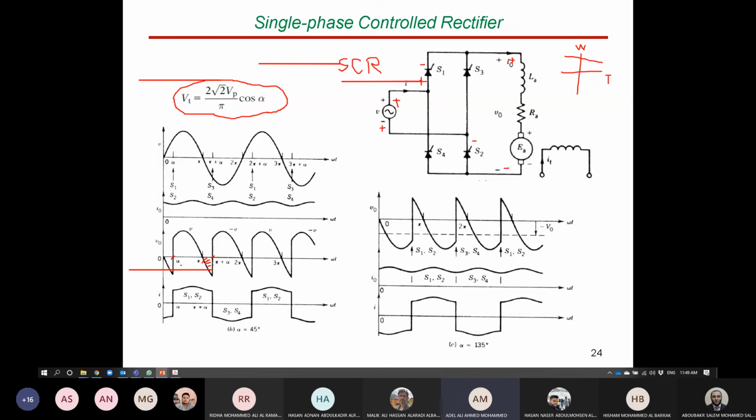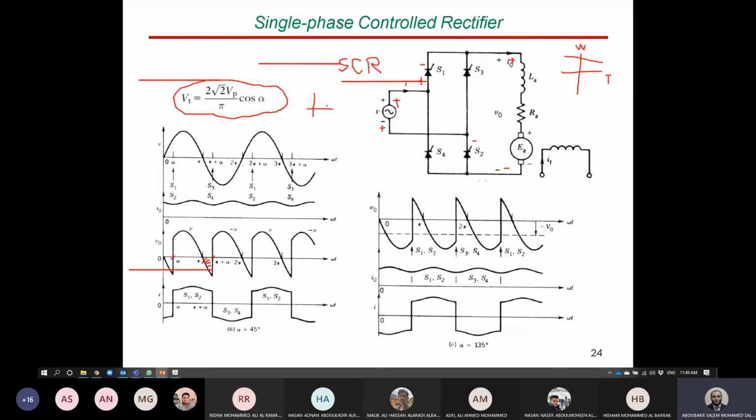The negative will be significant, which means the average value will be decreased. Is it right? Yes. You know the value of cosine: its maximum is at 0 and it equals 0 at alpha equals 90 degrees. Is it right?